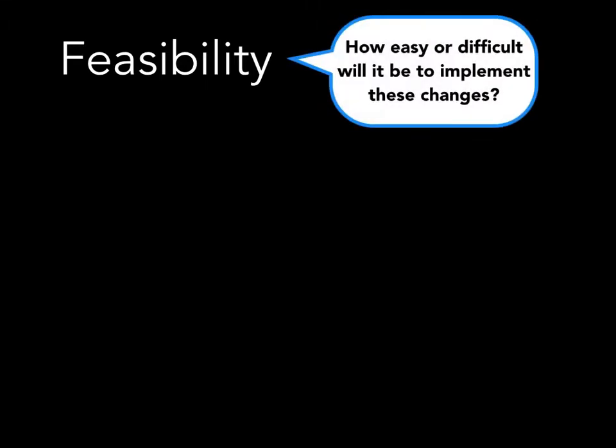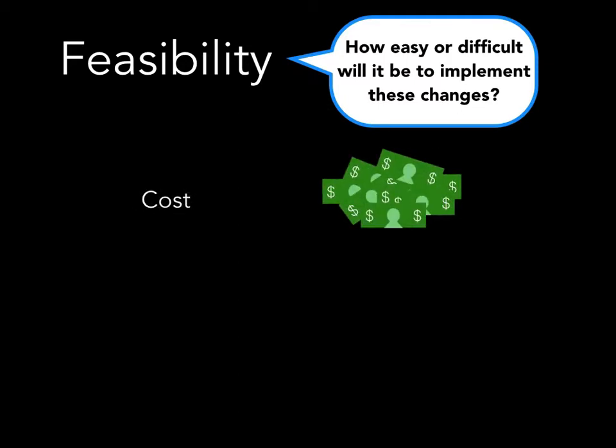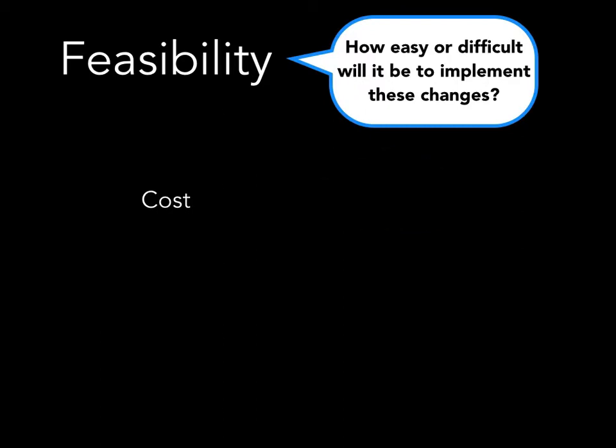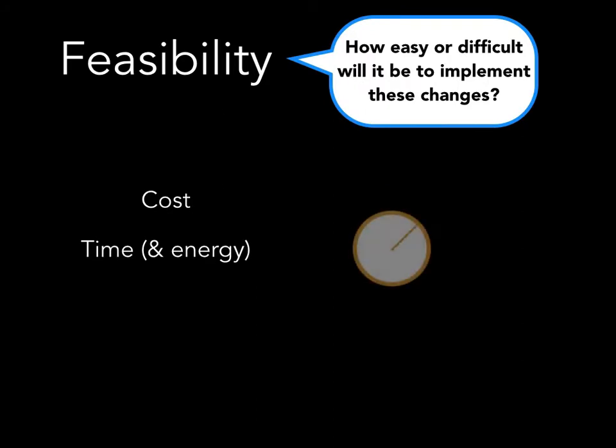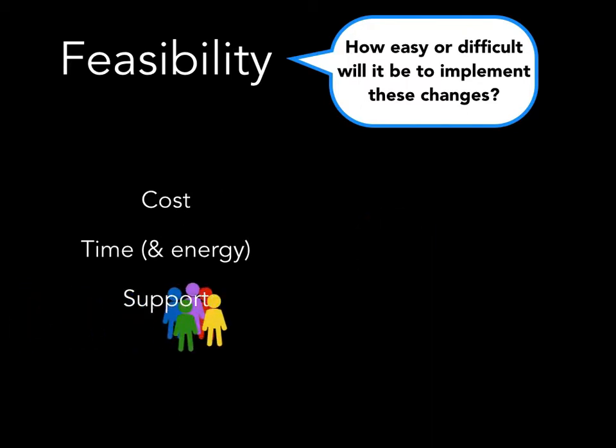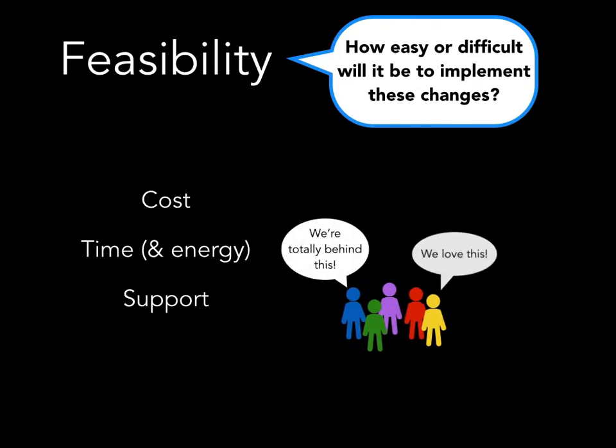Feasibility has a similar rating process to importance, but the three criteria are focused on how easy or difficult the change will be to implement. The first consideration is cost. Is there a cost associated with this change? And if so, can our school afford it? Second, we want to know how much time or energy it will take to put this change in place. Do we have someone who is able and willing to put in the work to make it happen? Finally, how much support does this change have from staff, students, administrators, and parents? And can we get the support we need?